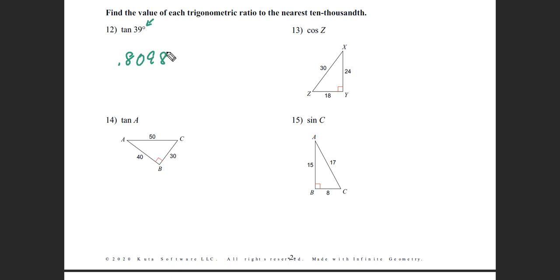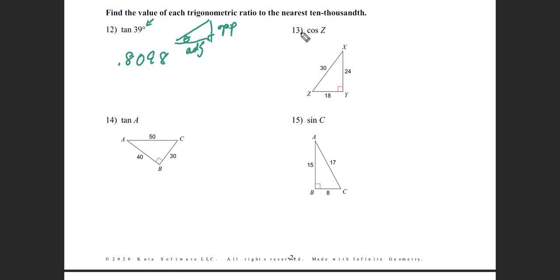And remember what these things represent. These are ratios between two sides in a triangle. So we're talking about a right triangle that has a 39-degree angle. Let's say that's right here. And it's the ratio between the opposite and the adjacent side. That's what we're talking about.